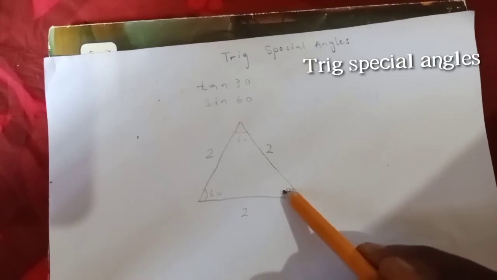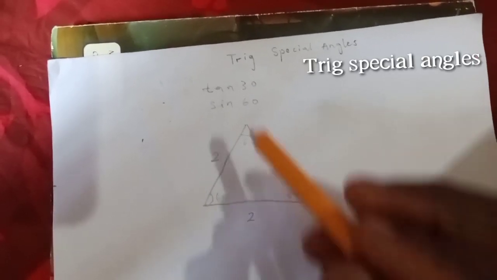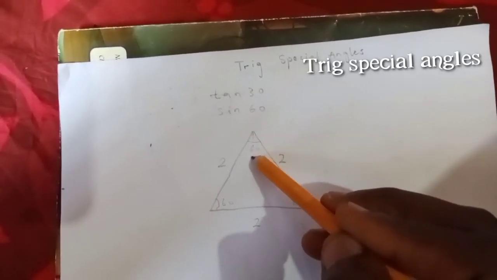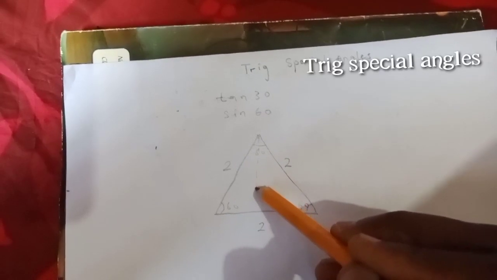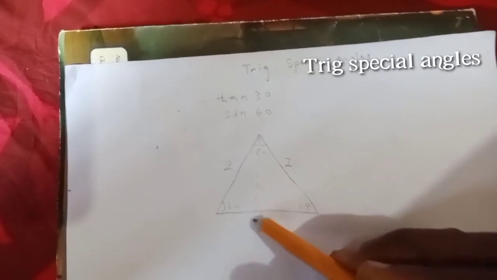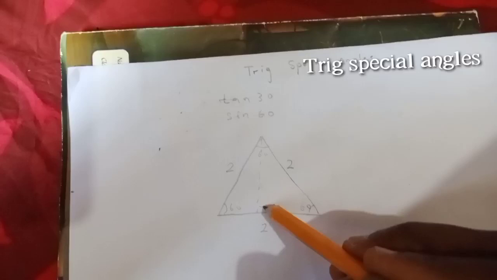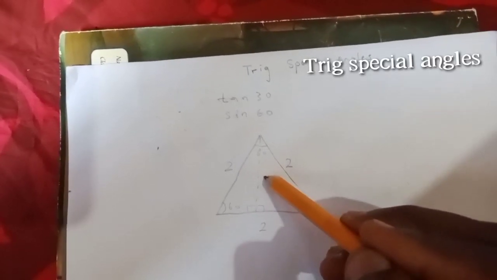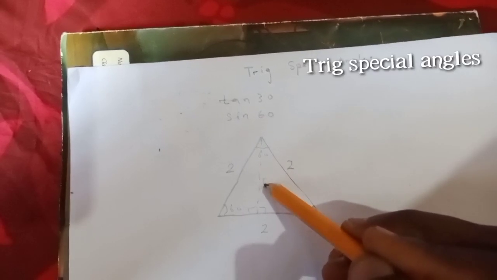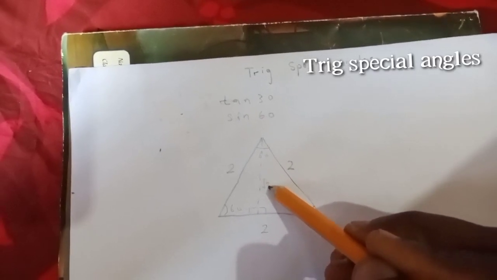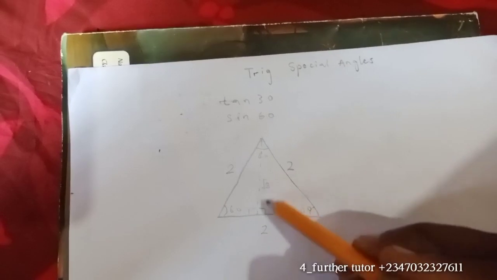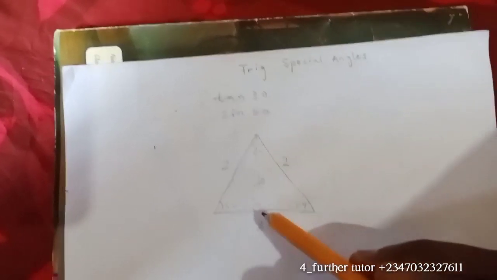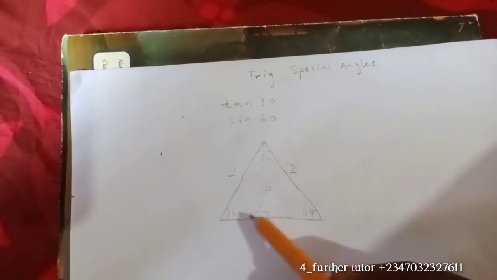But in trig now, this is what we want you to do. Divide it into two equal parts. By the time you divide it into two equal parts, here will give you 1, here will give you 1, and both sides are the same. Here is root 3, here too is root 3. So you are now having a right angled triangle.